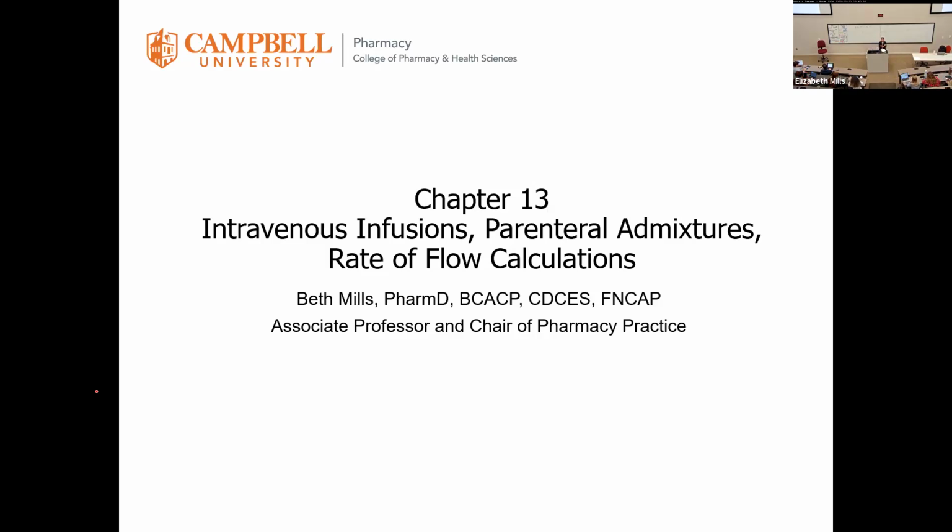All right, I have 1 o'clock and I am going to start because we have a lot of slides and practice problems to get through. So let's begin. This is chapter 13 in your book, IV infusions, parenteral admixtures, and rate of flow calculations. These calculations are the same calculations you've been doing all along. We're just adding some new terminology into the mix just to shake things up a little bit.